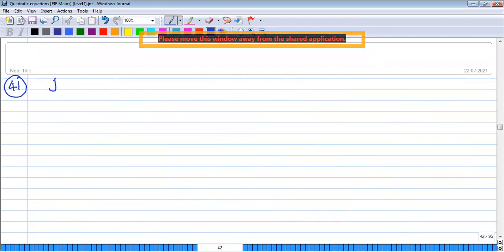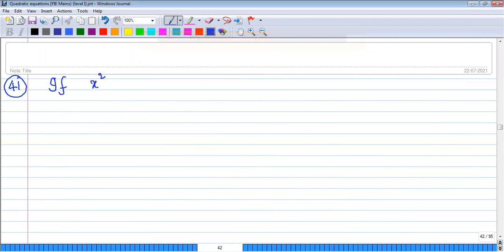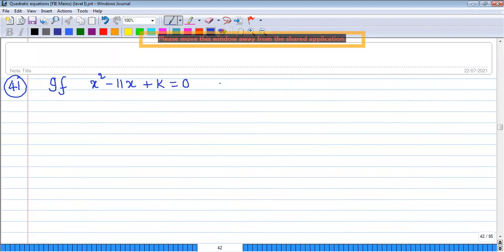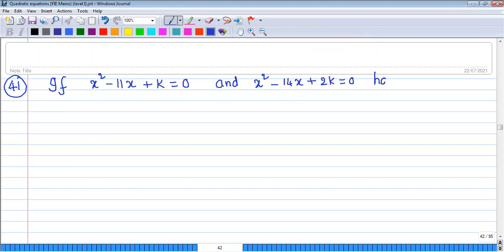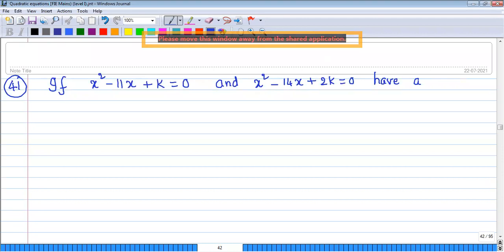If x square minus 11x plus k equals 0 and x square minus 14x plus 2k equals 0 have a common root.